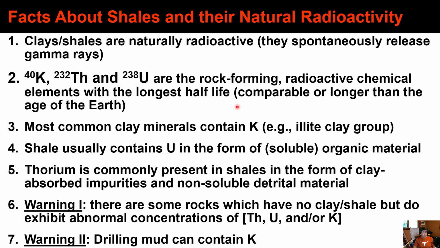But there are some issues and there are some problems. There are some rocks which have no clay or shale or have negligible clay or shale, but they do exhibit abnormally high concentrations of thorium, uranium, and/or potassium. And because of that, sometimes we can have high values of gamma ray log, and guess what? That will not be shale. So how do we know that that's the case? Again, the Earth is very diverse. We always have variability, and there are cases that go beyond the rule. So we're going to look at those cases.